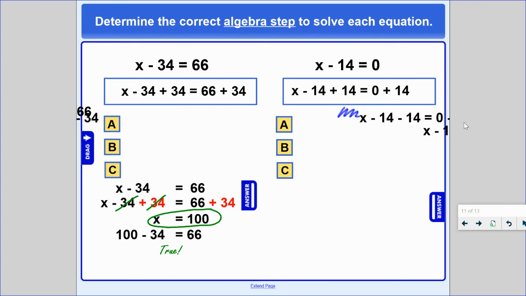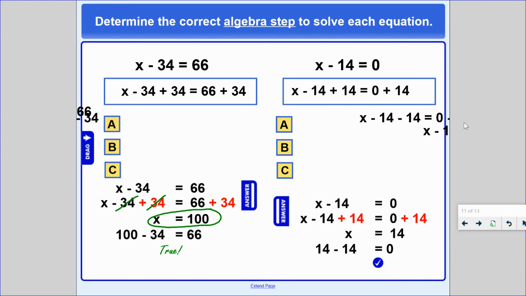Allow me to show you the rest of those steps, please. To get rid of subtracting 14, we would add 14. Minus 14 and plus 14 will cancel out. Notice that we do add 14 to both sides to keep it fair and balanced. In this case, naturally 0 plus 14 is 14, and go ahead and substitute that number in and check that it certainly does make a true statement.